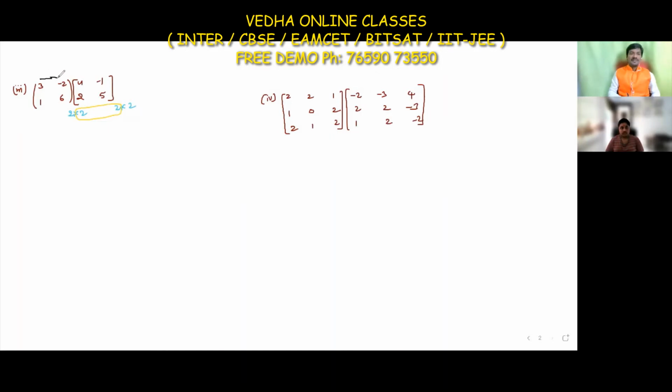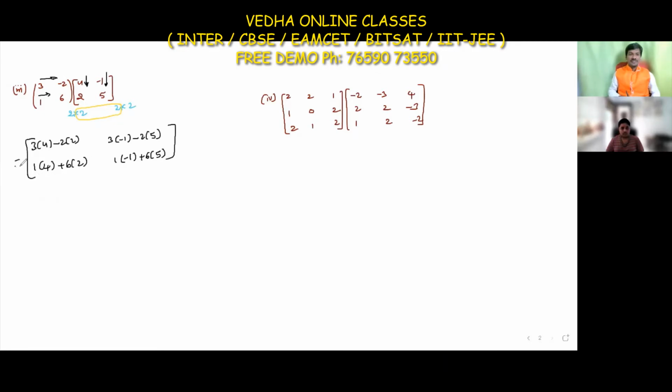Now how do we multiply? First row we multiply with the first column. That is nothing but 3 into 4 minus 2 into 2. Then first row with second column: 3 into minus 1 minus 2 into 5. Now second row with first column: 1 into 4 plus 6 into 2. Then 1 into minus 1 plus 6 into 5.